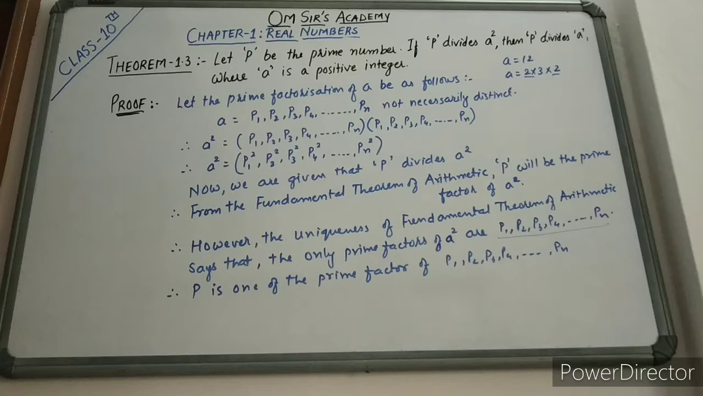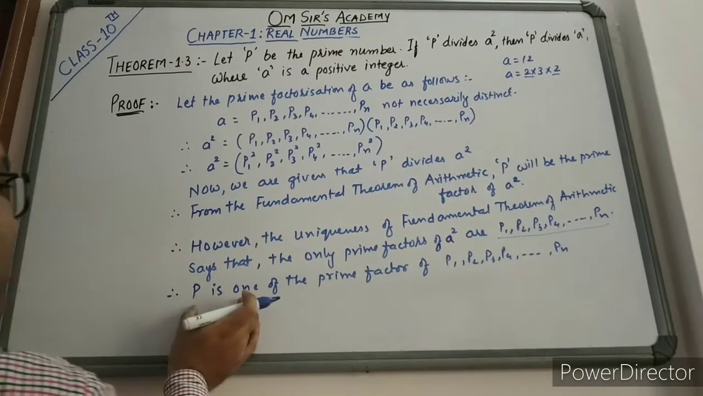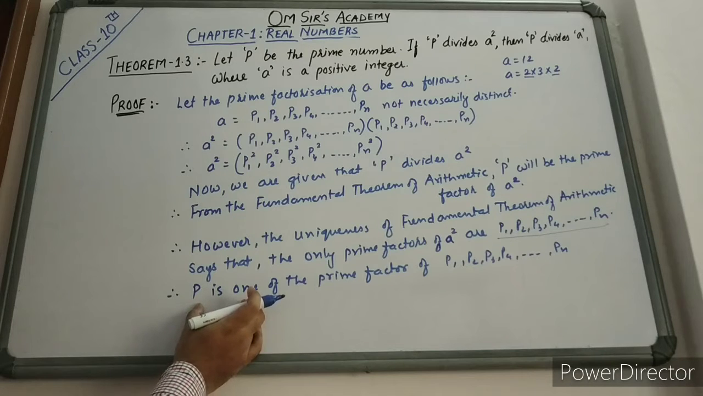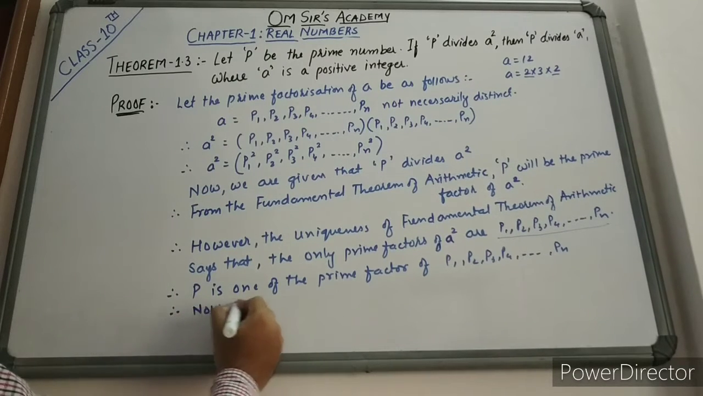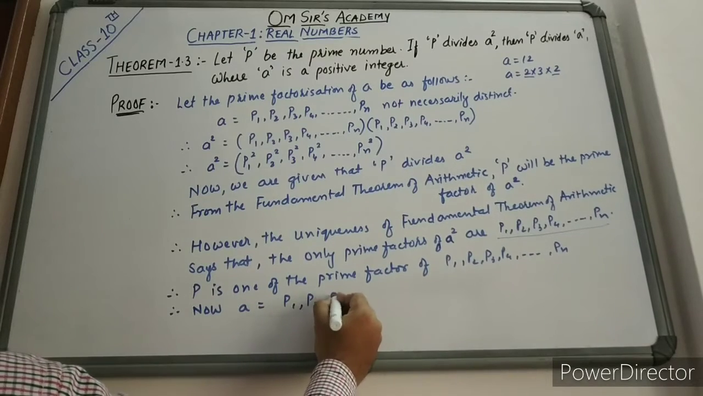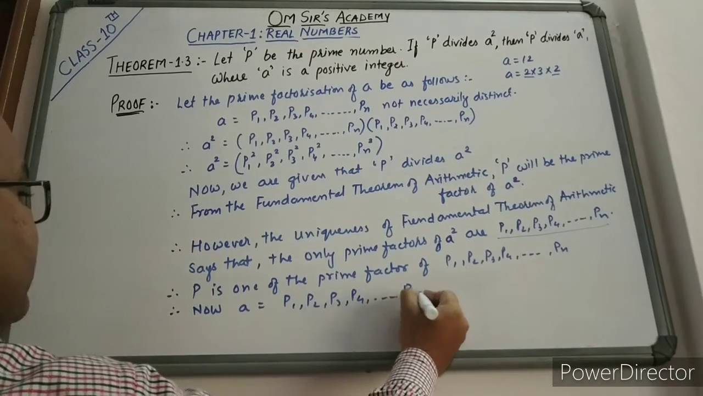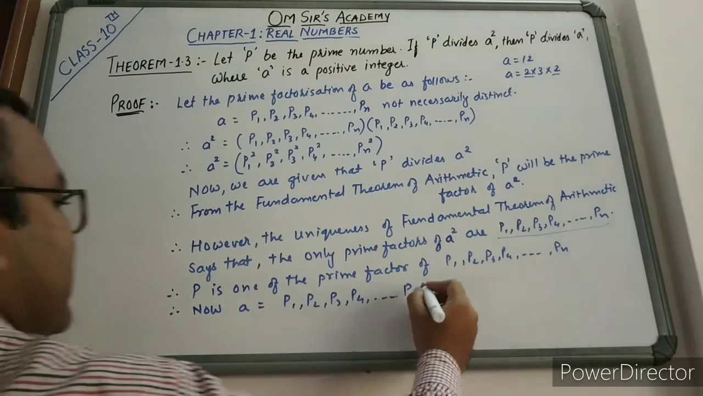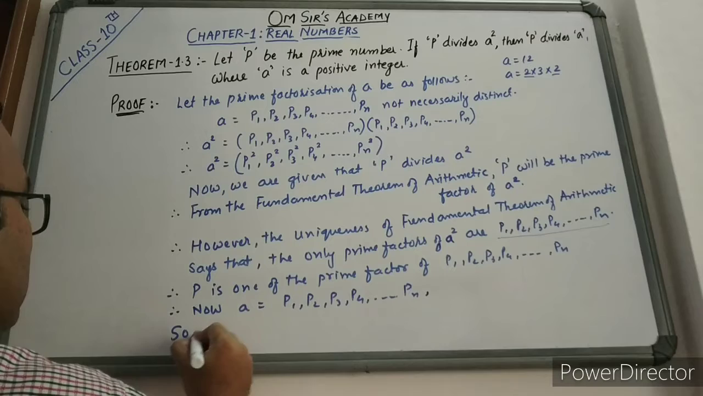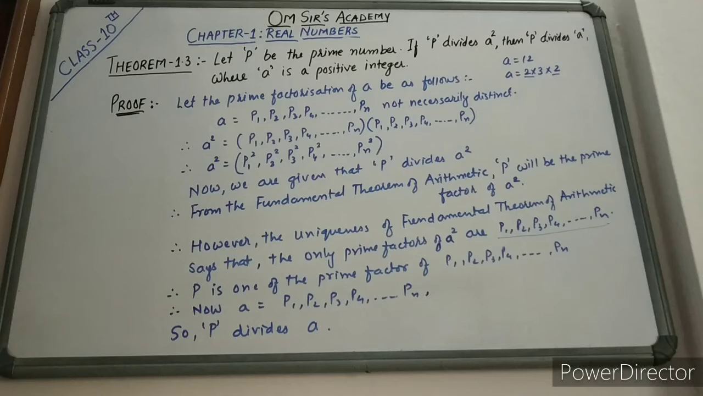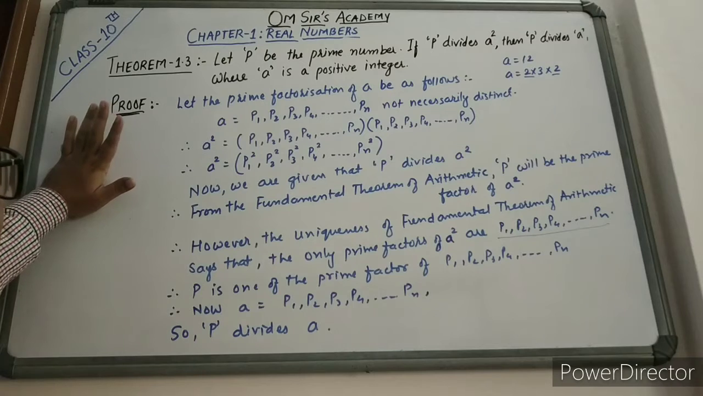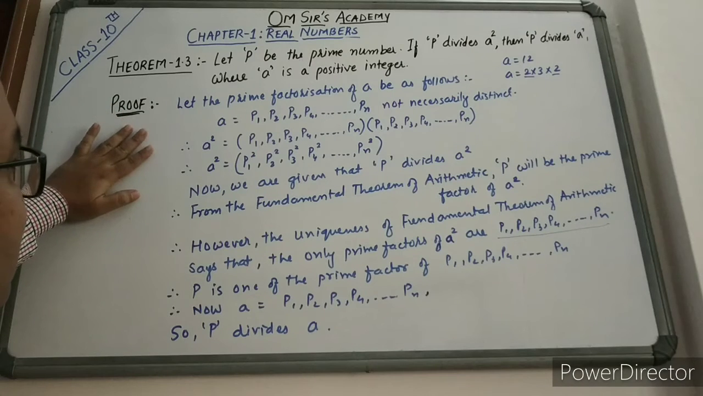ओके, सो इसमें से ये जो प्राइम फैक्टर्स है उसमें से एक प्राइम फैक्टर P भी रहेगा इन दिस केस. सो नाउ सिंस A इज इक्वल टू P1, P2 till Pn, so now A equals P1, P2, P3, P4 till Pn. Is it clear? So P divides A. Therefore P divides A. Hence proof.